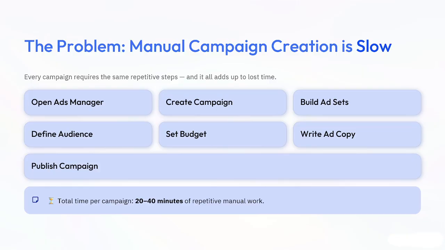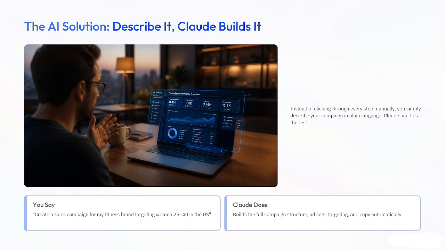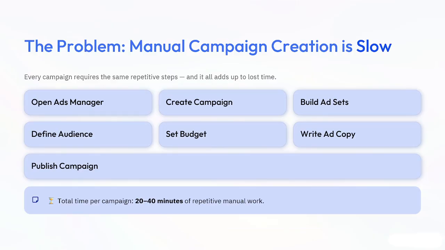Even if you are experienced, this process easily takes 20 to 40 minutes for one campaign. Now imagine doing this 10 times every day. That's several hours spent doing repetitive tasks. This is exactly the problem AI is trying to solve here. I hope you got my point.